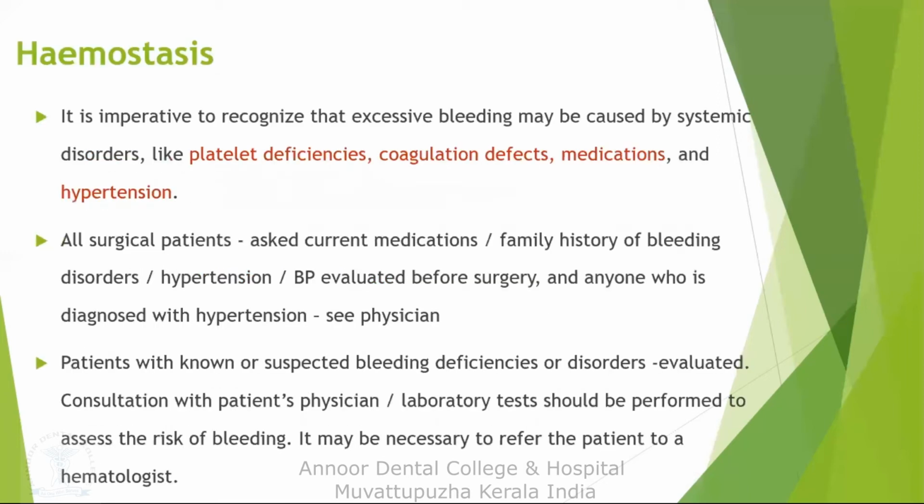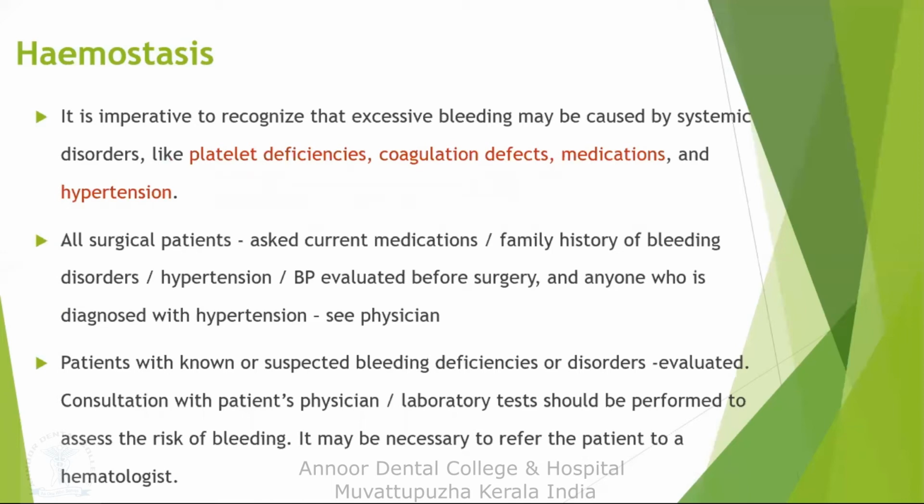It is imperative to recognize that excessive bleeding may be caused by systemic disorders. So in some cases, there will be excessive bleeding which we may not be able to control. That could be because of comorbidities. That's why I already told you, systemic disorders, that's why we always say you should have a blood test, a complete blood hemogram, before the patient walks into your chair for a surgery. Platelet deficiency should be ruled out, coagulation defects should be ruled out, medications should be ruled out.